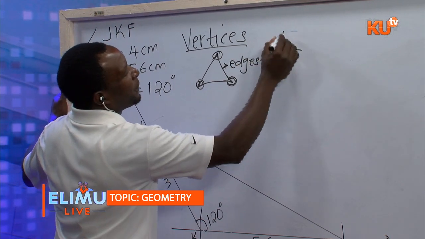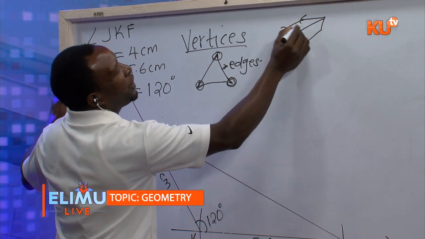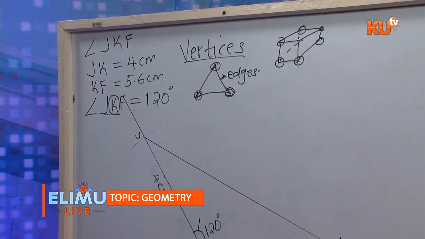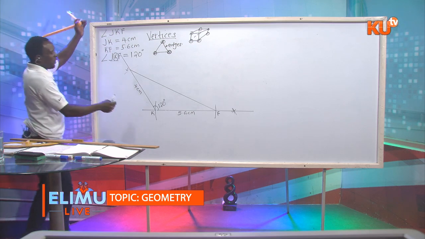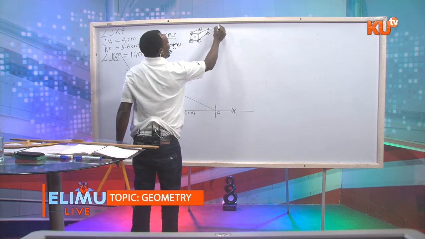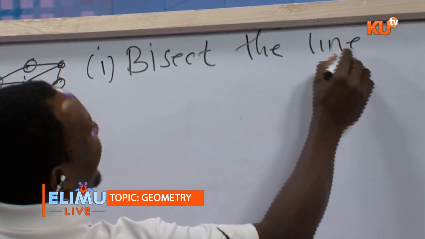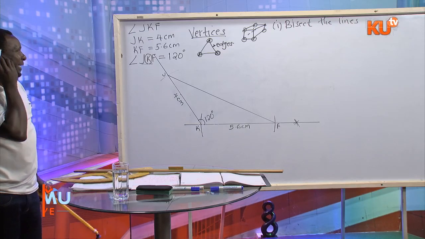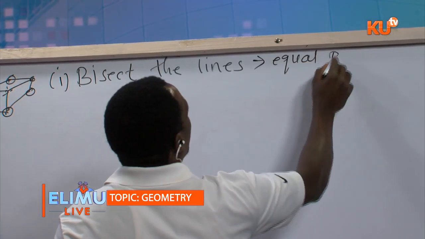Even in our cuboid, where we have it like that, these are our vertices, the pointed ones. So let's go to the construction of the circle touching the vertices. And on this one, when we are constructing the circle touching the vertices, one, we bisect the lines. We bisect the lines. And what is to bisect? To bisect is to divide into two equal parts.